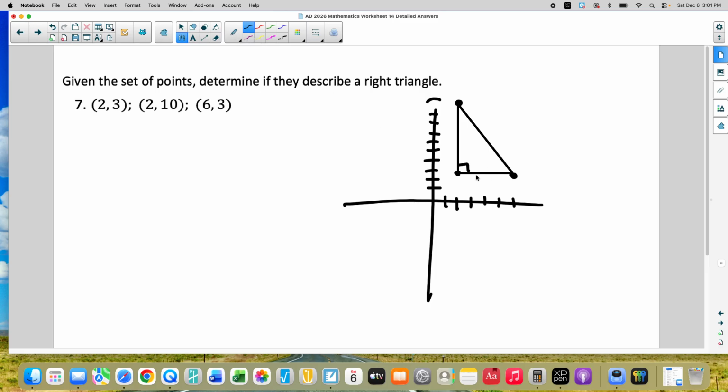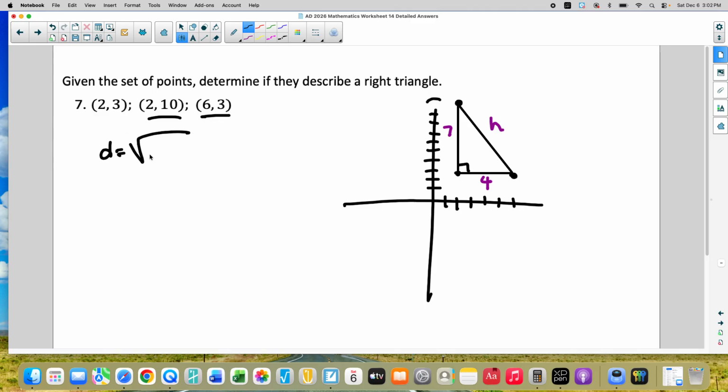So we know what this distance is. This distance is 1, 2, 3, 4. This distance is 1, 2, 3, 4, 5, 6, 7. And then we want to calculate what its hypotenuse is, I'm assuming what they want you to do. So let's calculate the distance from this point, which is 2, 10, and this point, which is 6, 3. So we'll do the distance formula.